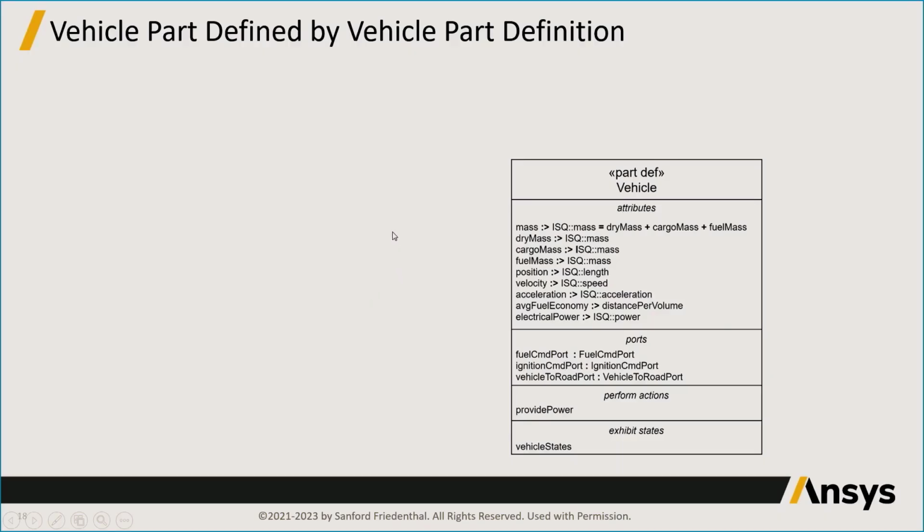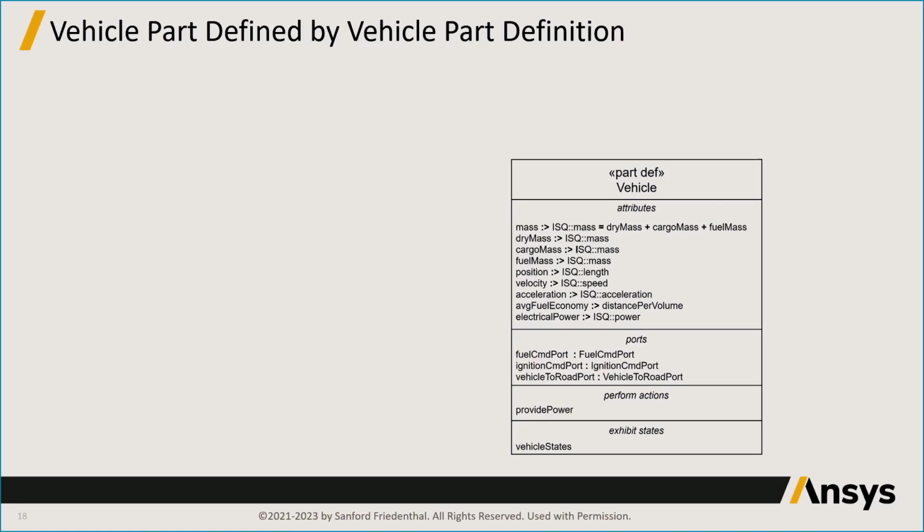So let's look at this vehicle part def again. For this modeling approach, I'm treating the vehicle part def as a black box specification that specifies the key characteristics of a vehicle. Now, this enables me to use this black box specification and come up with different usages of this vehicle that correspond to different designs with the same vehicle black box characteristics.